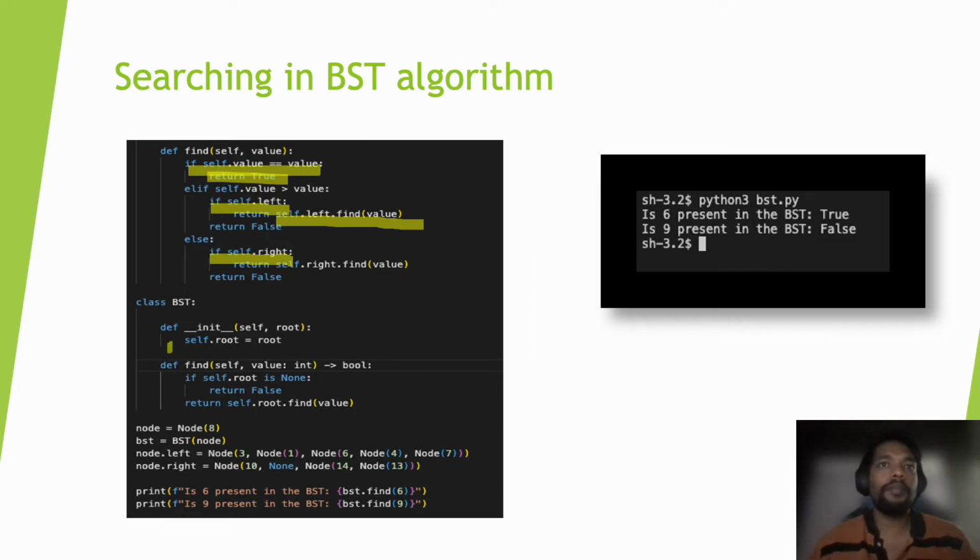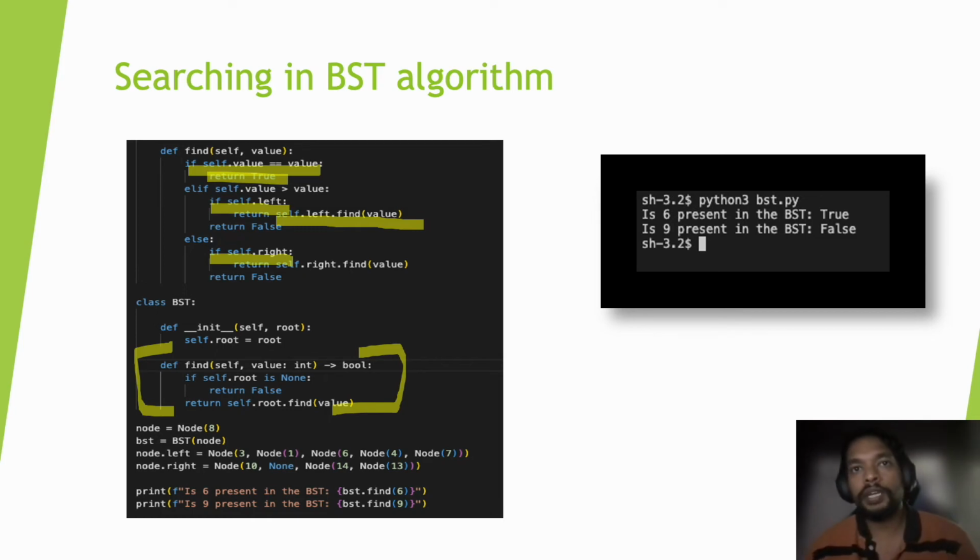And this is the part we have to write for the BST. Here we are just checking find on the root value. So we are checking if the root is none, then return false. That means there is no node, that's an empty binary search tree. Else we will find it from the root, which recursively goes through the entire subtree.